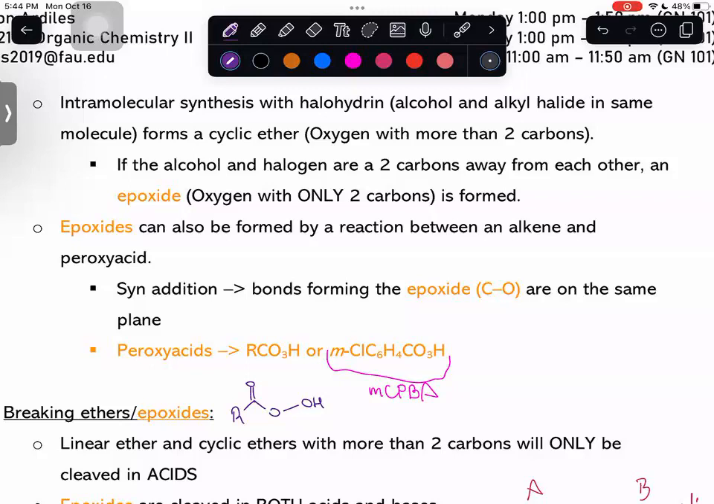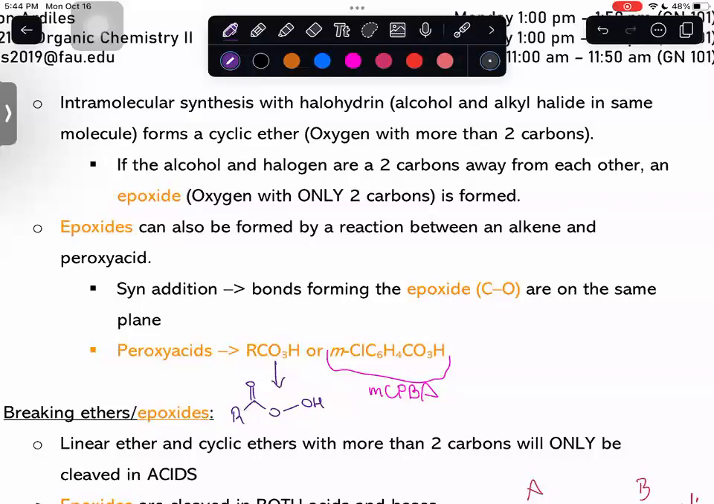That's the peroxy acid drawn out. The other one, I can't draw it from the top of my head. Exactly, we have Google for that reason.